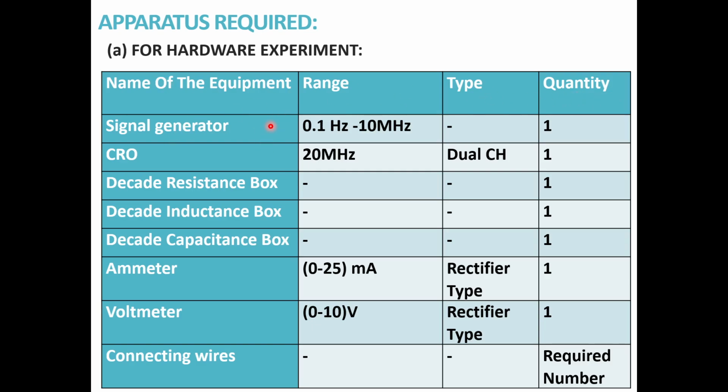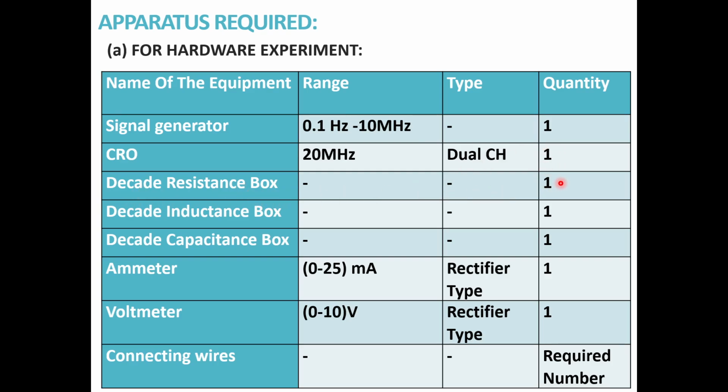And the name of the equipments that are required here are signal generator, CRO, decade resistance box, decade inductance box, decade capacitance box, ammeter, voltmeter and connecting wires. So the signal generator or function generator that is required here, its range is from 0.1 Hz to 10 megahertz and the quantity required is 1. CRO that is required here, its range is 20 megahertz and type of the CRO that we require here is dual channel type and the quantity required is 1.